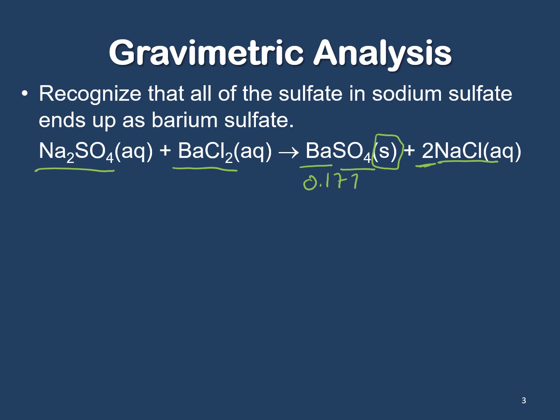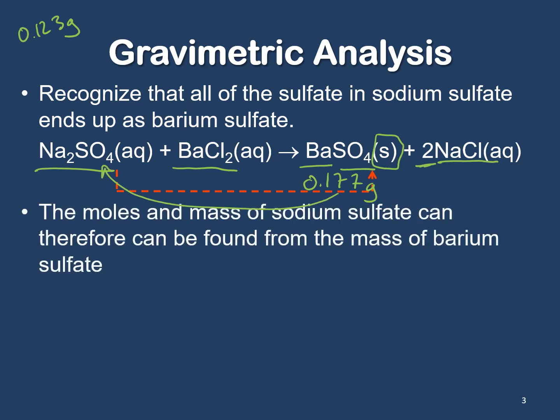We know over the course of the reaction, we collected 0.177 grams of barium sulfate. We know that in the mineral in total there was 0.123 grams of the mineral. Now, I know that all the barium sulfate came from the sodium sulfate. All the sulfate in barium sulfate came from the sodium sulfate.